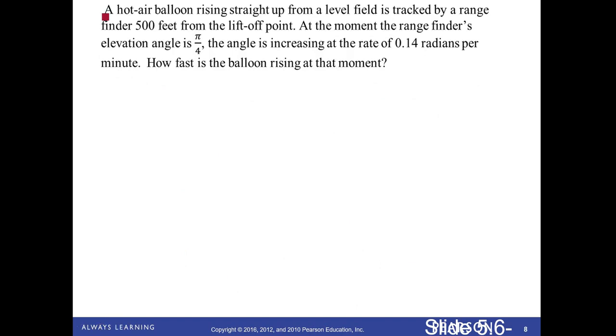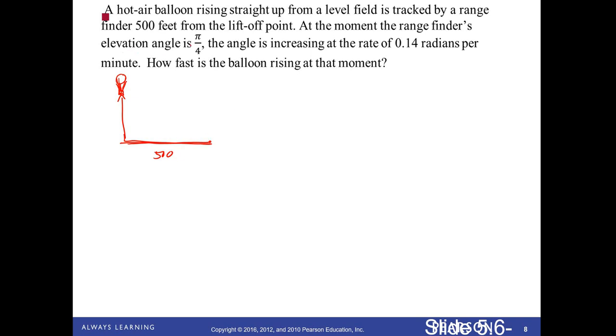A hot air balloon is rising straight up from a level field and is tracked by a rangefinder 500 feet from the liftoff point. All right, I'm going to draw my balloon with my little basket. It is rising, so it is going up, and I have a rangefinder over here that is 500 feet away. That is a constant. That is not going to change. The rangefinder is not moving. So I can use that as a constant.